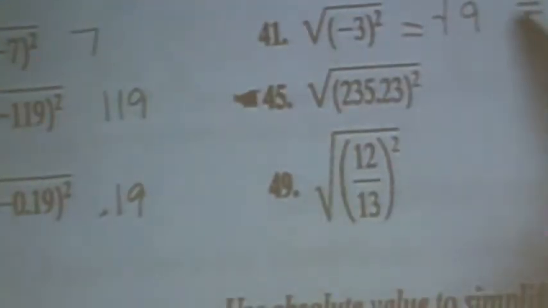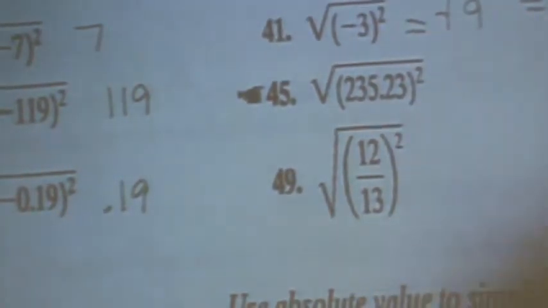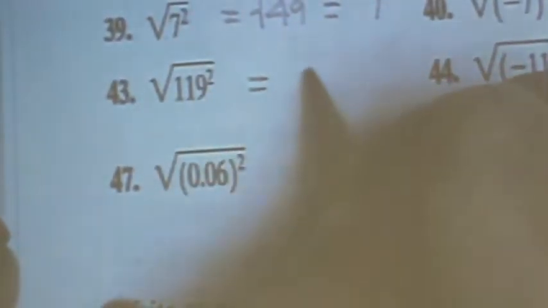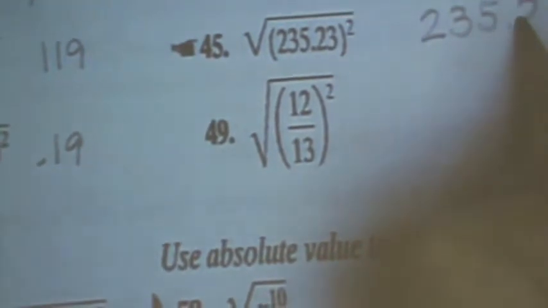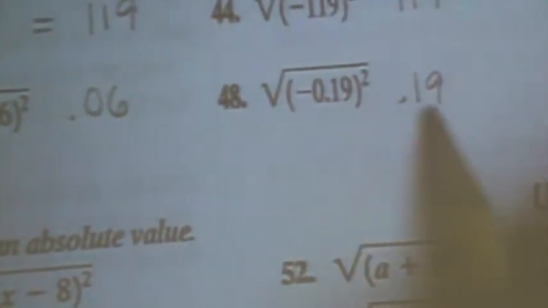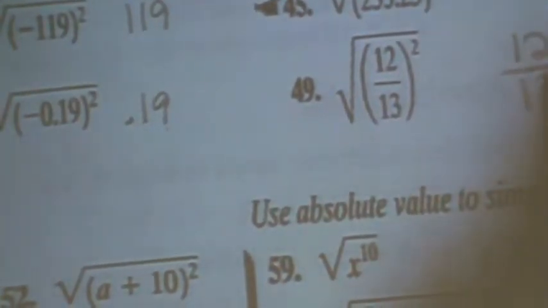So we did some of these in class. Negative 3 squared is 9, and so the answer is 3. So these answers, this would be 119. This would be 119. This one would be 235.23. This one would be 0.06. So whether it's a negative or a positive, the answer is going to come out positive using the absolute value. And then 12/13.